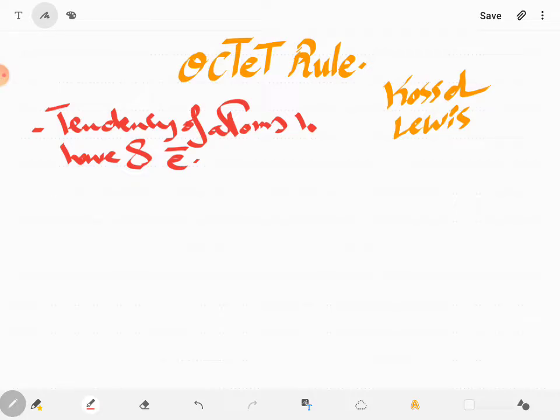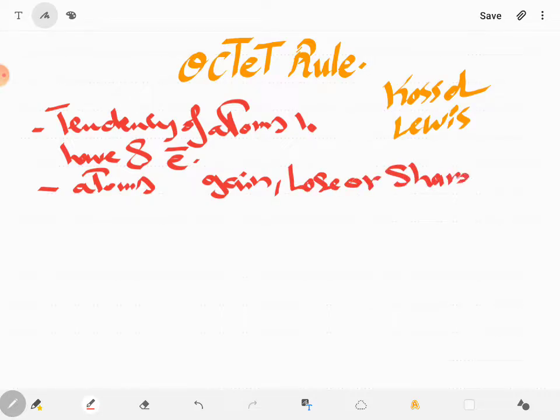in the valence shell. Meaning atoms gain or lose or share electrons to fill the outermost energy shell with 8 electrons, to be like the nearest noble gas, the most stable type.